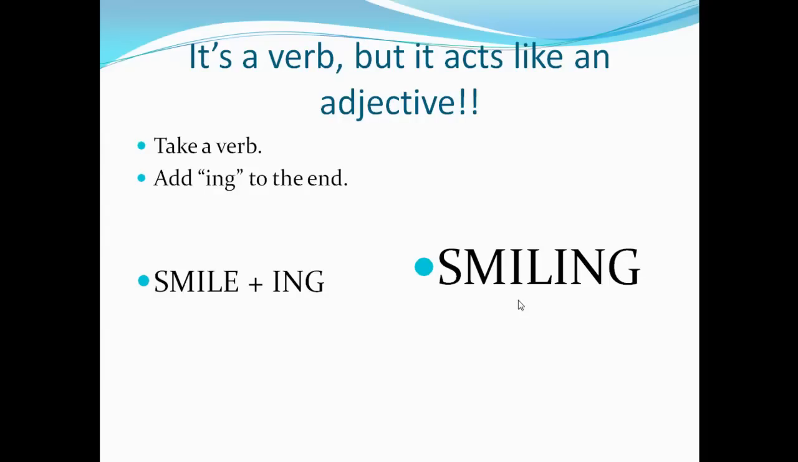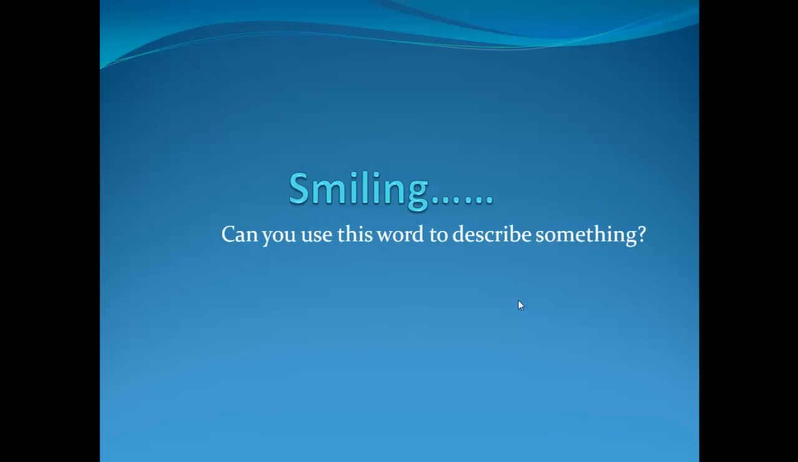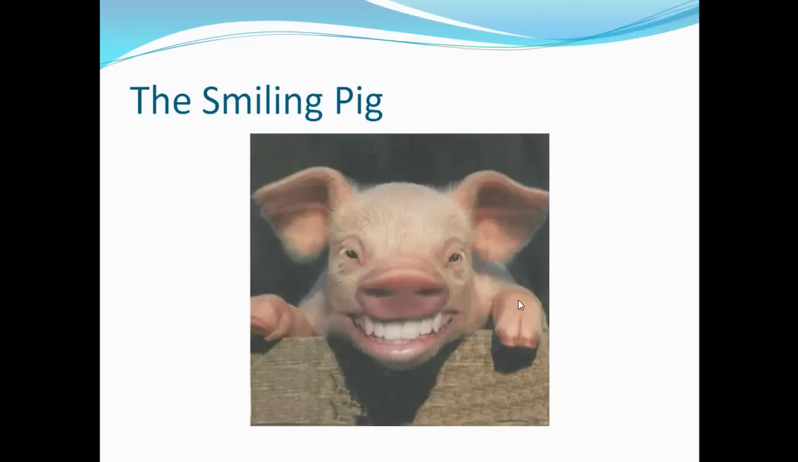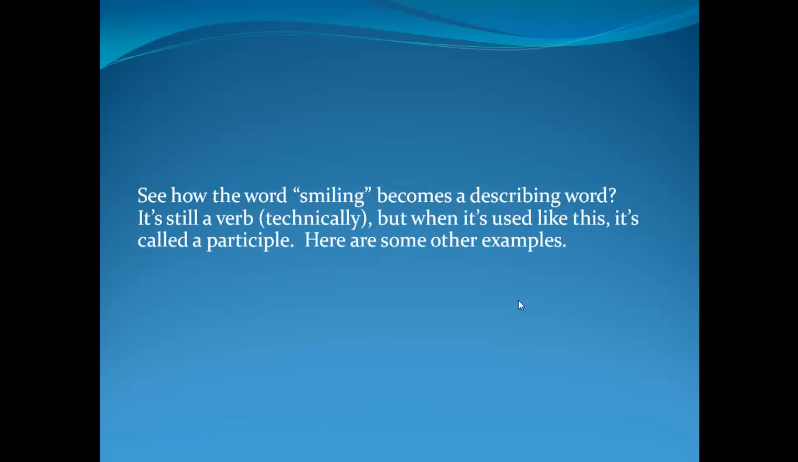Add ing, you get smiling. See if you can use smiling to describe something. I have an example for you. The smiling pig. See how the word smiling has become a describing word? It's still a verb technically, but when we use it like this, it's called a participle.